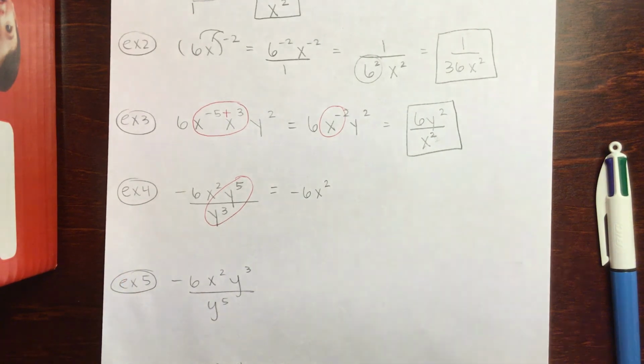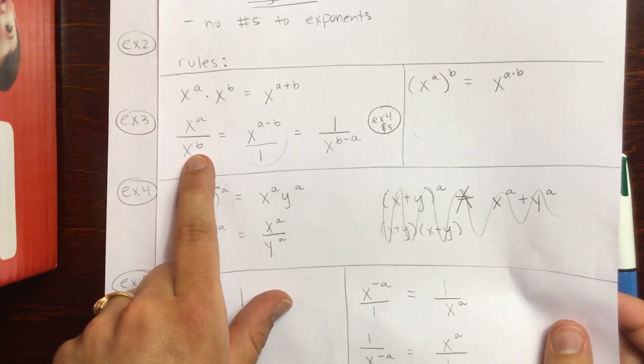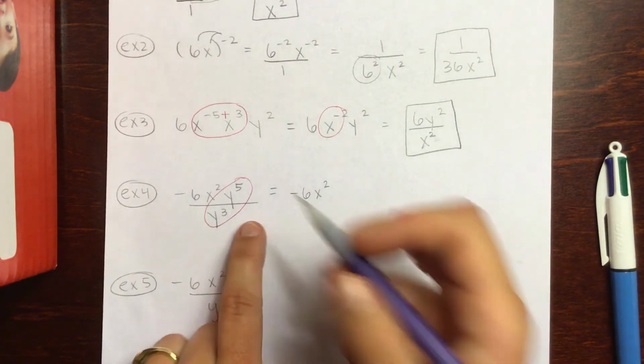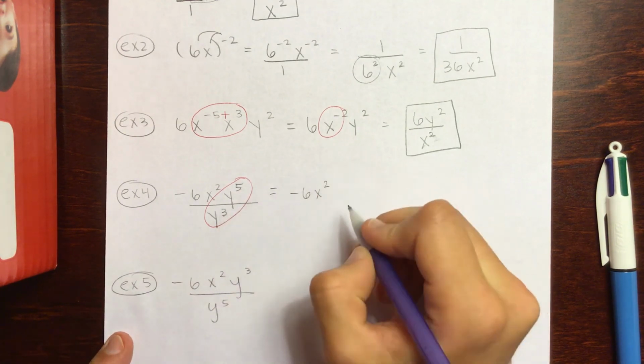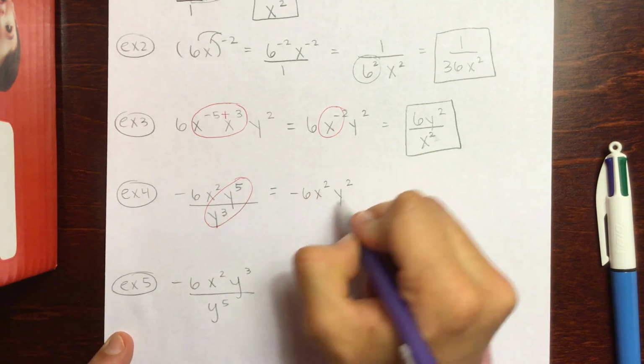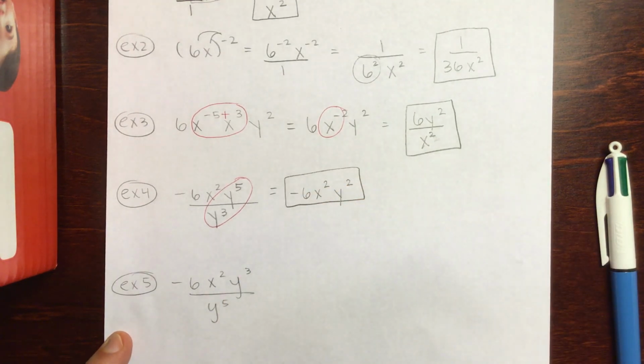We're going to use this rule here. All right, I'm going to make it 5 minus 3. 5 minus 3 is 2. The 5 was on top, so the 2 is going to stay on top of my fraction. I don't need to write a fraction anymore because there's nothing in the bottom, and that's it.